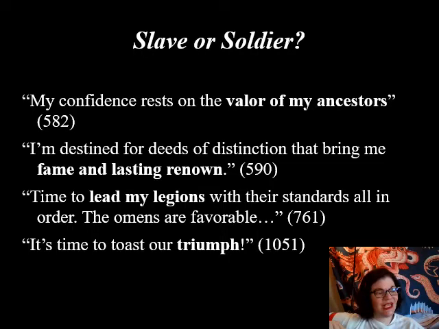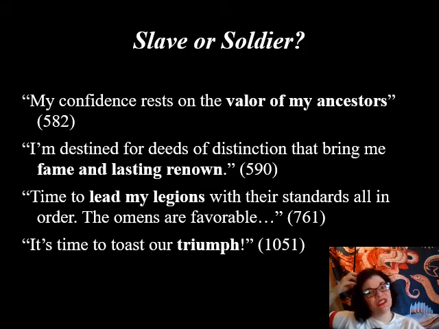Pseudolus. Part of what makes him a clever slave is that he's not accepting his slavery status. And this is something that if you asked a Roman, hey, is it admirable and praiseworthy to not accept your slavery status? They'd be like, oh, no, it's shameful. You should buy into it completely. But then also, this is what Romans find really funny, and funny for complicated reasons.